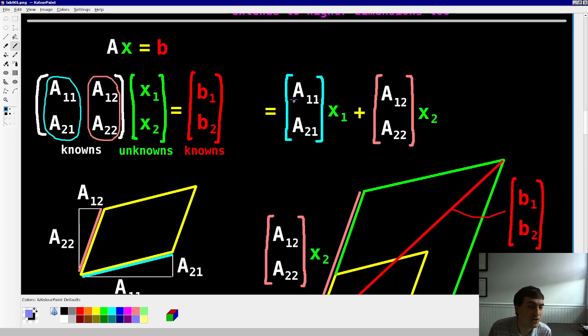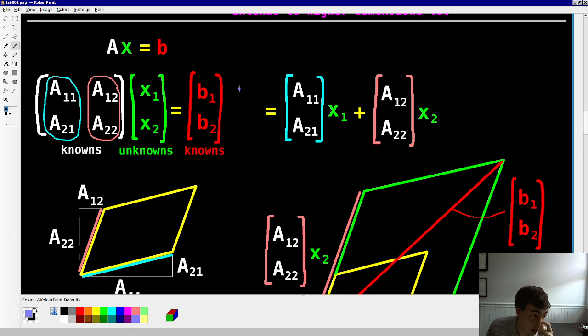And so the idea is you have some equation. In this case, it would be A11 x1 plus A21 x1 equals B1. And then you'd have A12 x2 plus A22 x2 equals B2. Or you can draw it out like this. You take the first column vector times x1, the second column vector times x2, and that sum is the resultant.